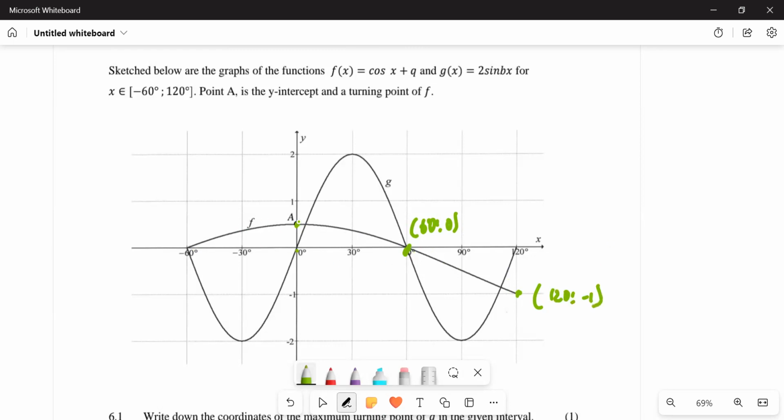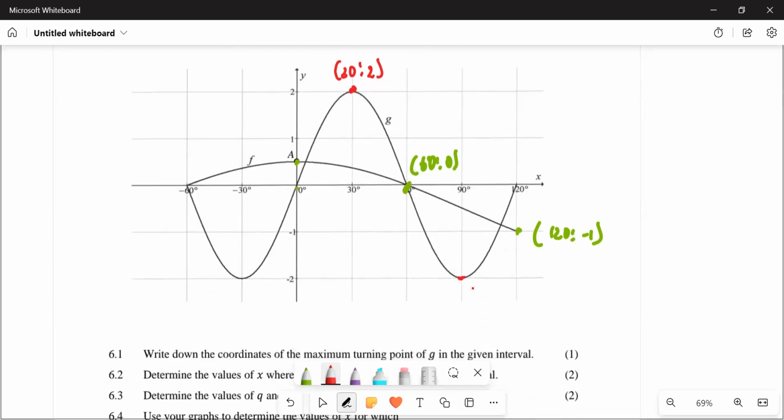This one we are not sure about. We can clearly see this one is 1, but is it in the middle? We're not sure, so we're not going to assume. Let's go to this one. We'll use a red color for g of x. This point we know. It's 30, and it goes with 2. Then here we still have 60 and 0. And this one here is 90.